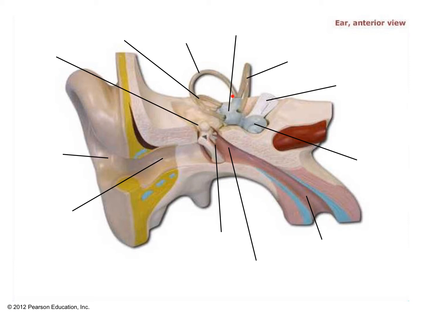This line is pointing to the vestibule right here, which is for equilibrium. So are the semicircular ducts. They are for dynamic equilibrium. The vestibule is for static equilibrium. And then this line is pointing to cranial nerve number 8, the vestibulocochlear cranial nerve. And then this line right here is pointing to the cochlea. Inside of the cochlea are special cells used for hearing.